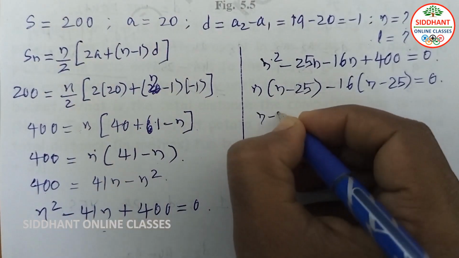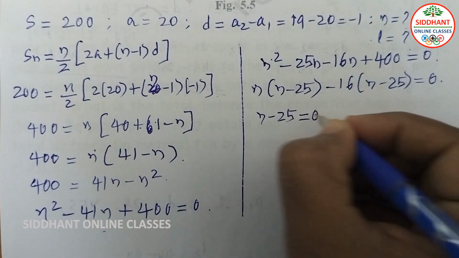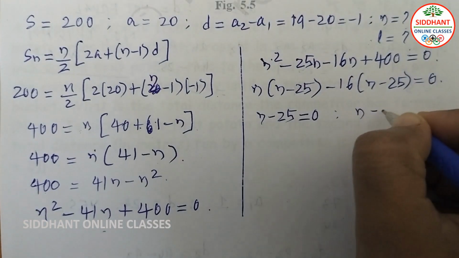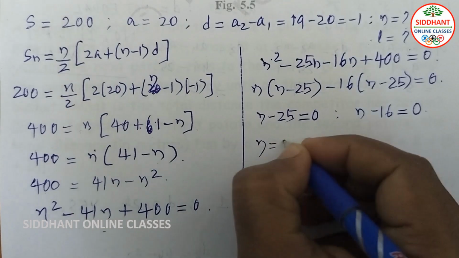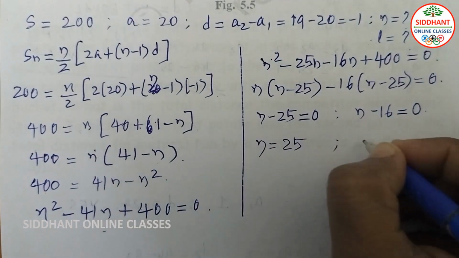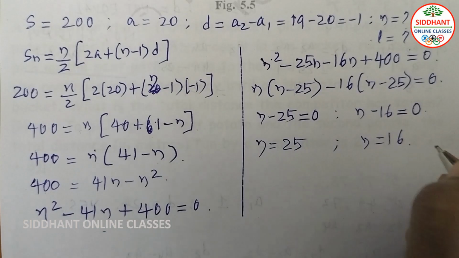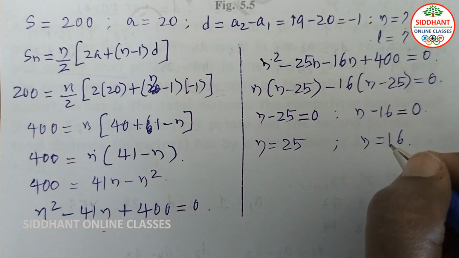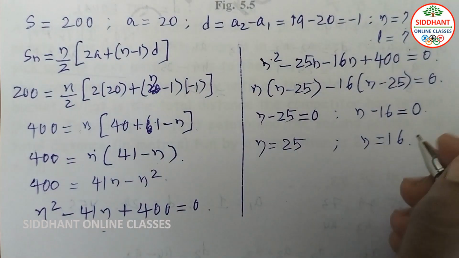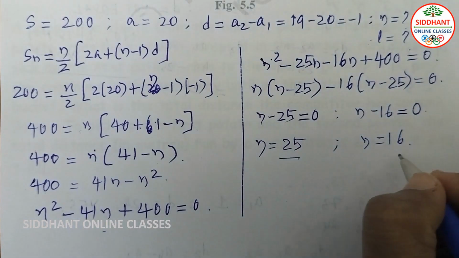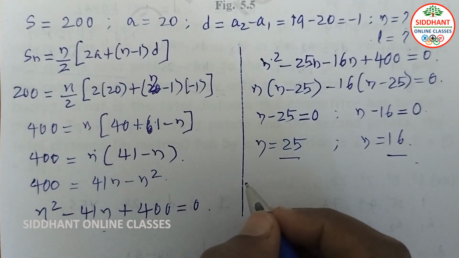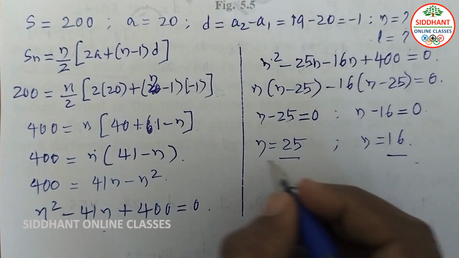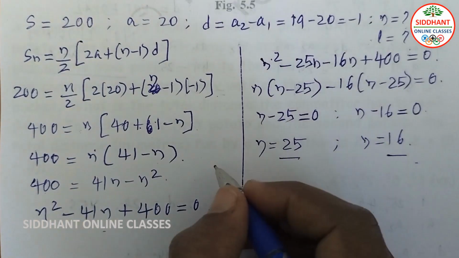So here, one: n minus 25 equal to 0. Next, n minus 16 equal to 0. So here n equal to 25 and n equal to 16. So we got two n values, one is 25, another is 16. Now we are going to find out the last one, that is an, and check which n value fits in that question.